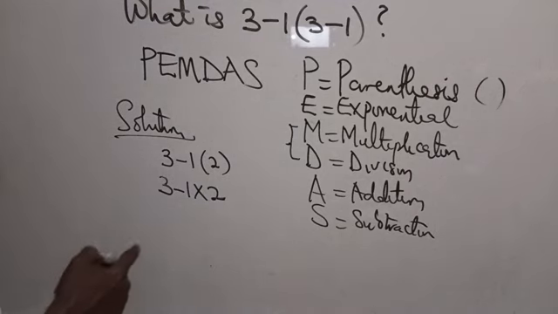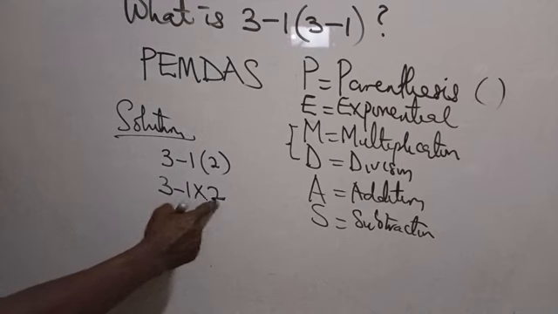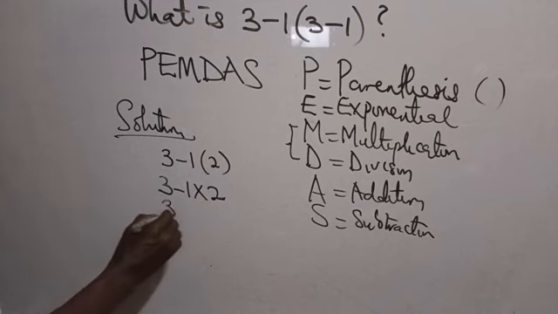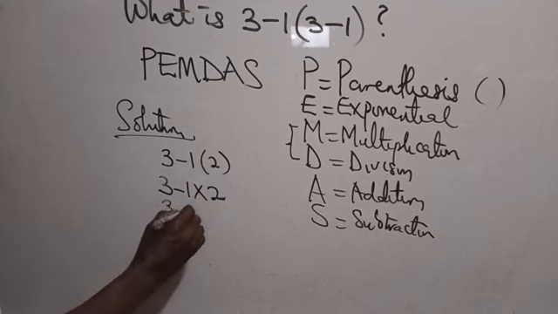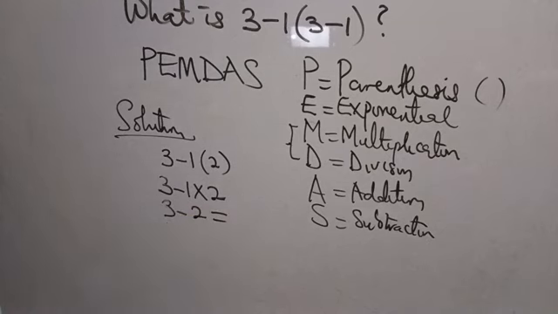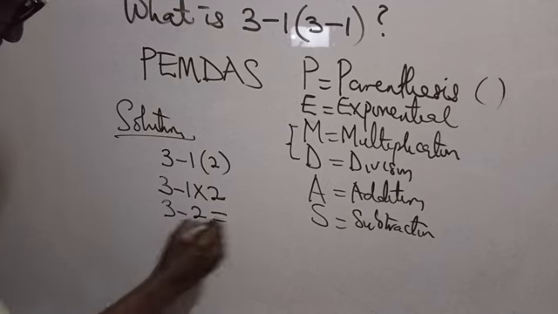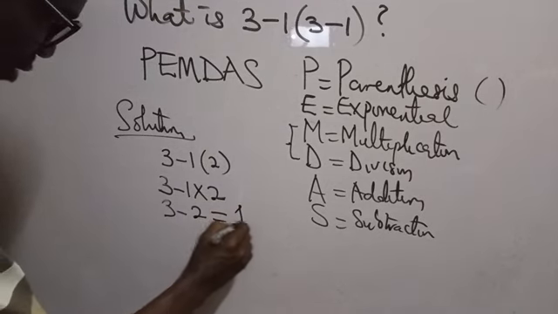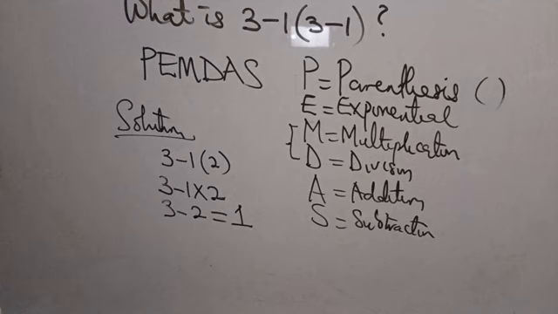So that means you're going to multiply 1 by 2. So this will now become 3 minus 1 times 2, which is 2. So you subtract 2 from 3. You now get 1. So that means the answer to this question is 1.